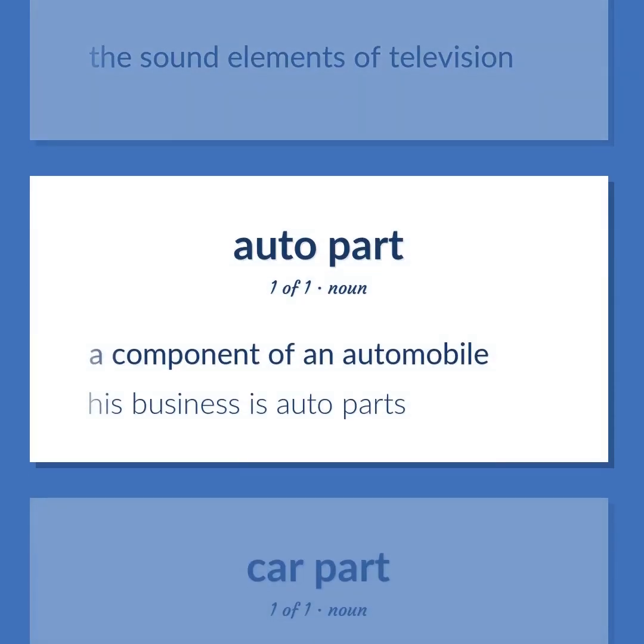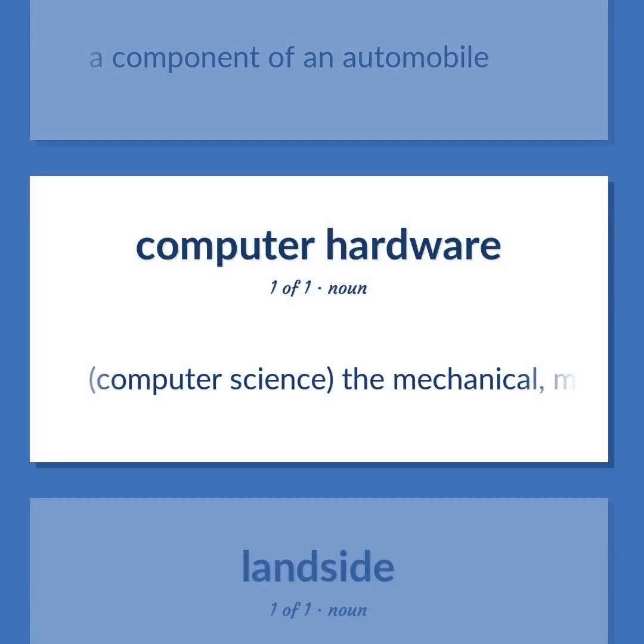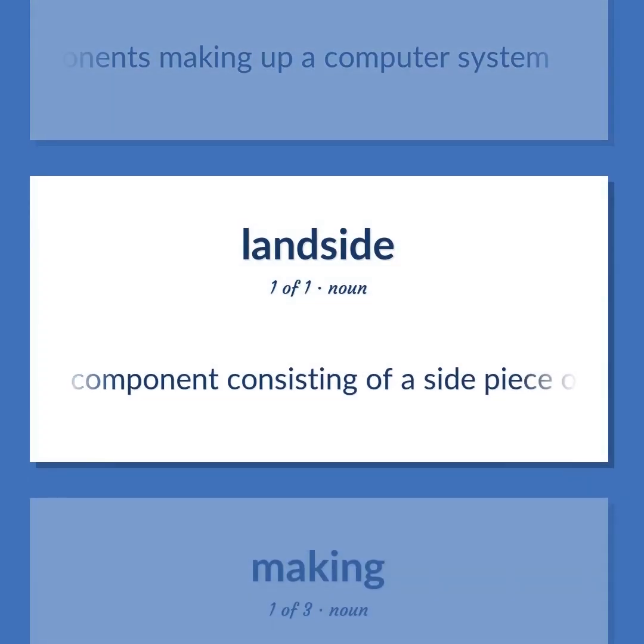A component of an automobile. His business is auto parts. A component of an automobile. Computer science, the mechanical, magnetic, electronic, and electrical components making up a computer system. Component consisting of a side piece opposite the moldboard.